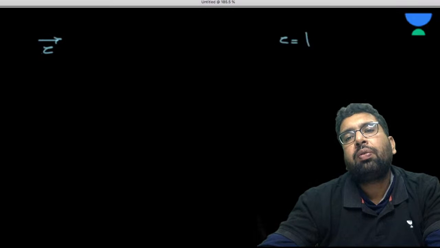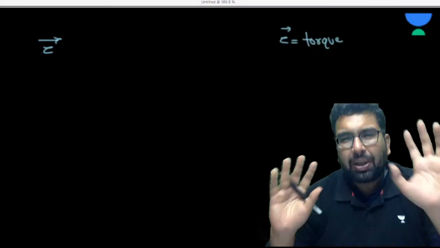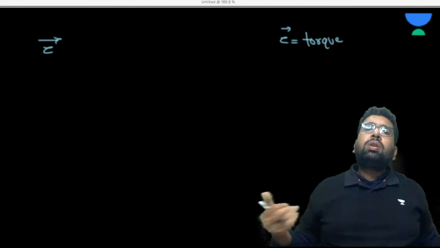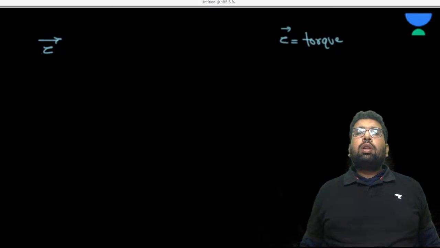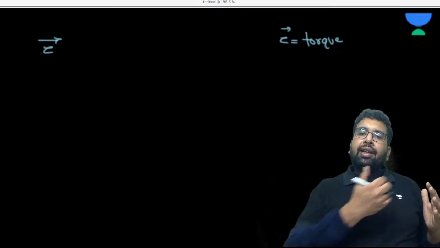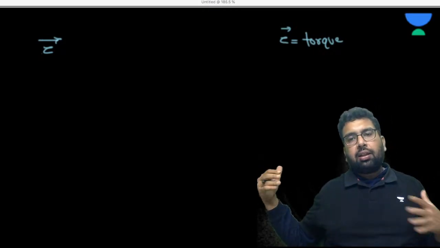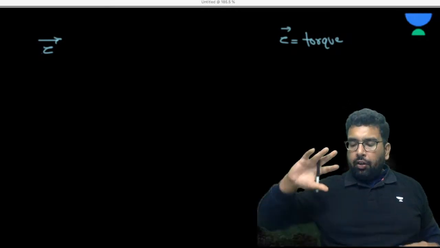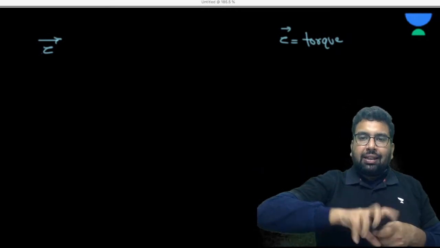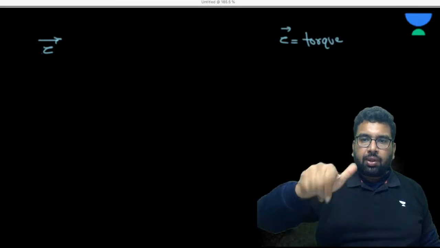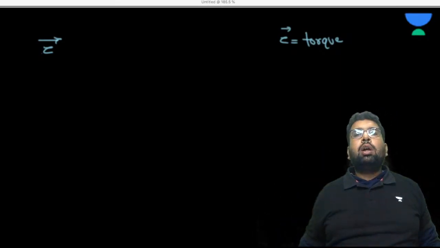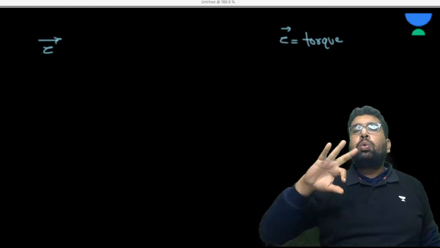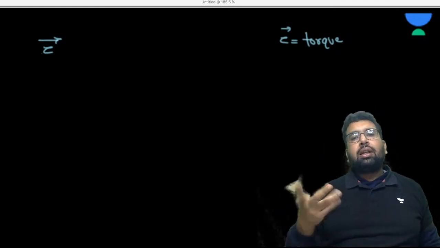When we see rotational mechanics, we will be talking about this. I'll tell you one thing: torque is also a force only. When the force acts on a body in a way that gives it a linear motion, we generally call it a force. When a force has a tendency to rotate a body about its axis, that is torque.